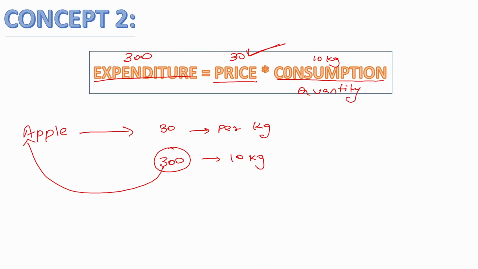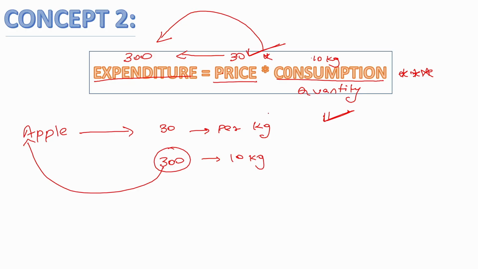In order to arrive at 300, I would have to multiply the price with the quantity or consumption. Then only I can arrive at expenditure. So price multiplied with consumption gives me expenditure. I hope everyone is clear with this concept, guys. This is the most important and repeatedly asked concept in SSC CGL and RRB NTPC. So please pay attention to this concept, guys. We are going to directly solve the questions on this concept. Please remember the formula: expenditure is equal to price into consumption.